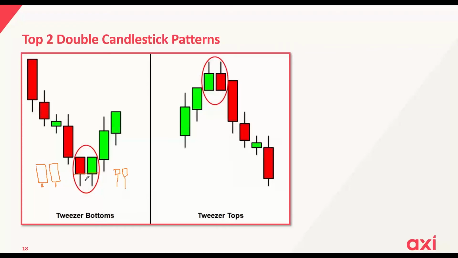Yeah. Okay. So what I like about tweezer bottom and tweezer top is that it kind of has a built-in confirmation for it. If you look at this, this is like a modified version of a hammer. This could be one of the candlesticks that we highlighted earlier, this would be the hammer formation. And if a hammer formation occurs, and then this other one occurs, it is more or less like a built-in confirmation.